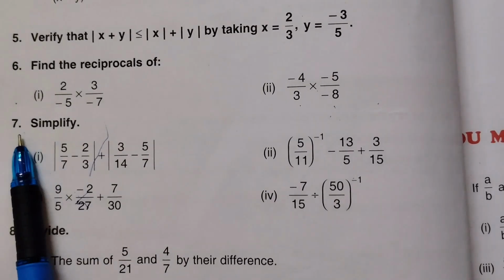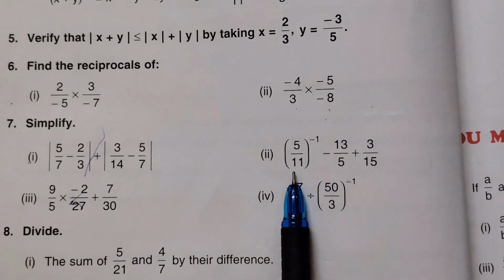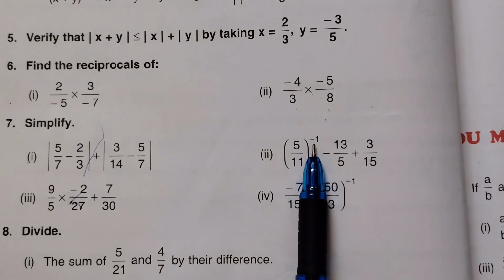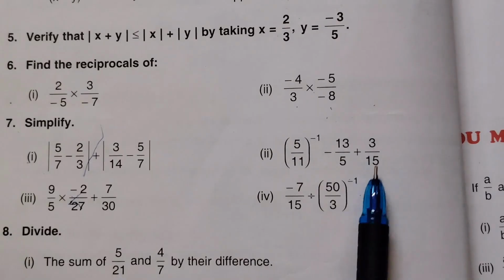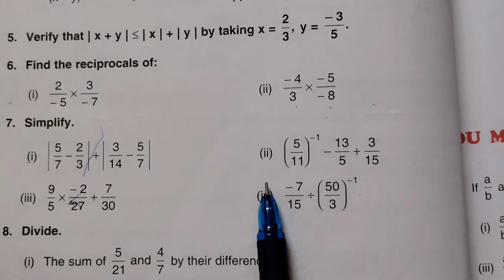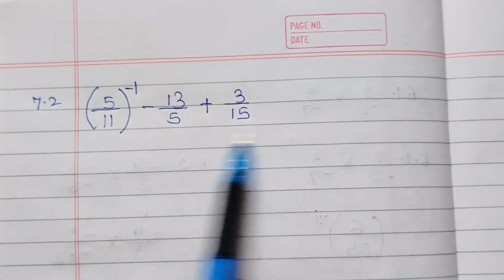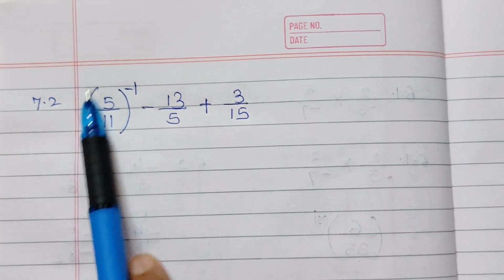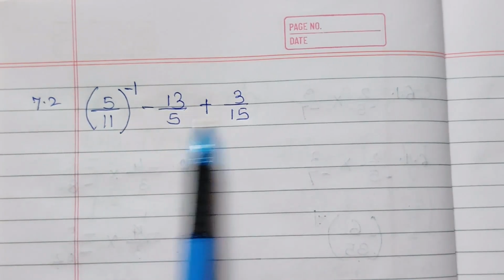Next question we will see, question number 7. Simplify the second question: 5 upon 11 the whole raised to minus 1, that is the reciprocal, then minus 13 upon 5 plus 3 upon 15. So we have to solve this. So let's see. We have written the question. Now here, only this part has the reciprocal sign, so we will solve this first and then the rest.